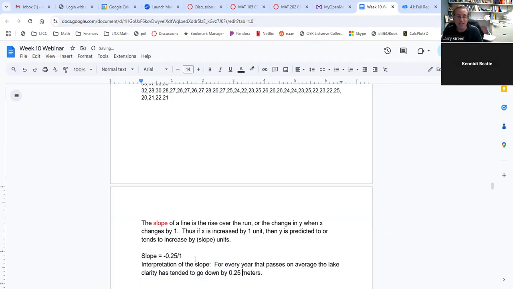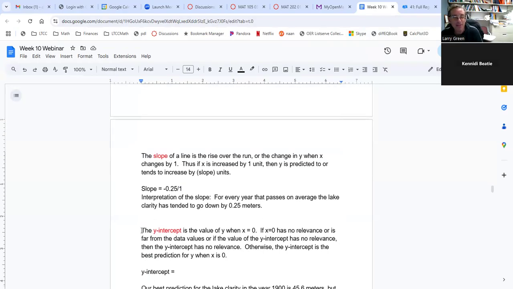And notice I turned that negative sign into the word down, which is usually what you want to do with negative signs. You want to turn it into some word that tells you something has gone down, has decreased, has fallen, has shrunk. There's lots of words for down. Any questions on interpreting the slope? Okay.